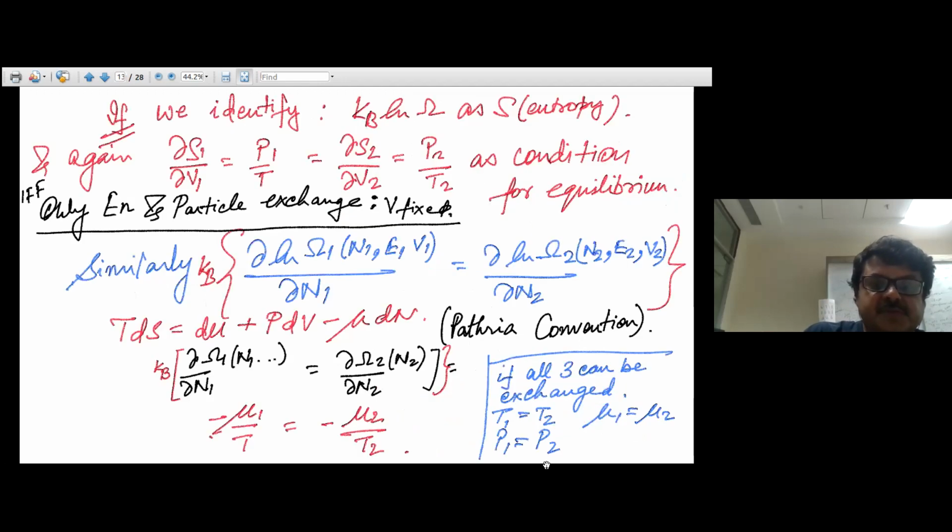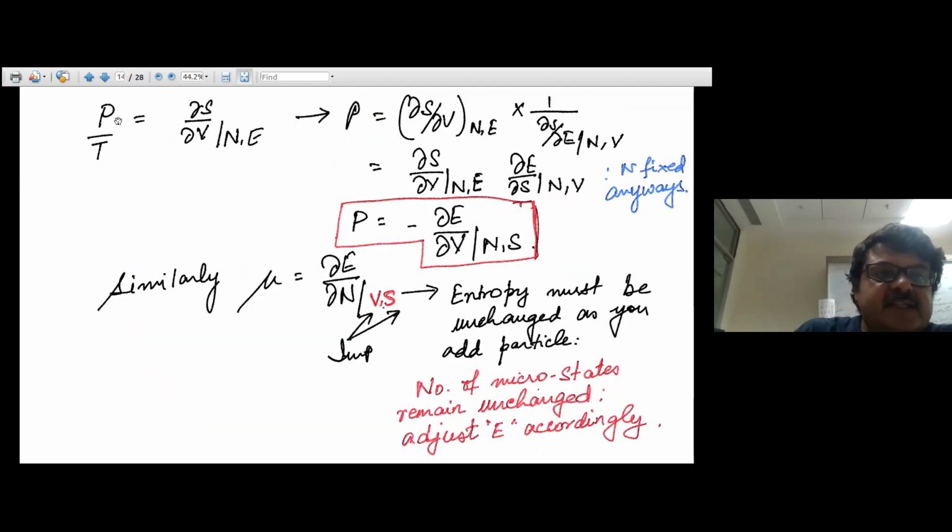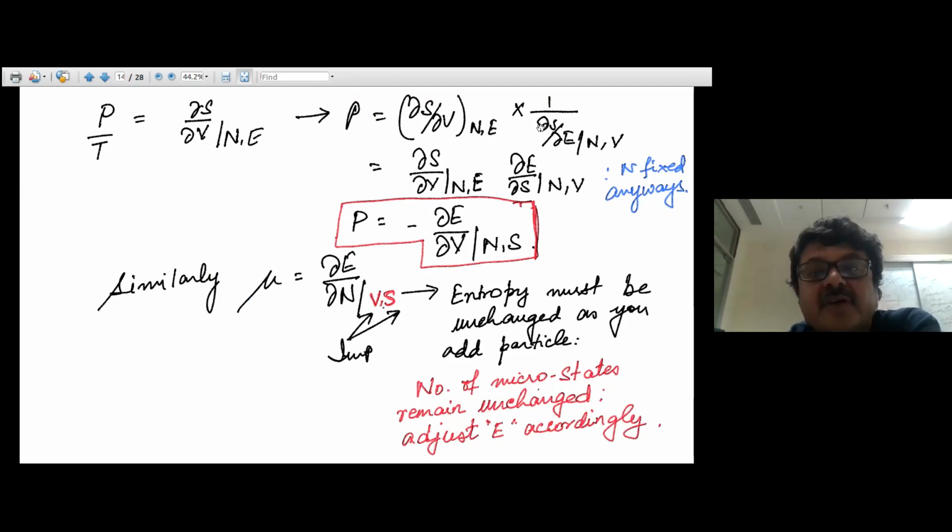But going ahead, what we saw was that P by T was del S del V at fixed N and E for each system, right? And now 1 by T in turn is del S del E at constant N and V, right? So that's what we showed. The condition for two systems to be in thermal equilibrium is when del S del E at constant N and V is identical, and then we associated this del S del V with P by T.